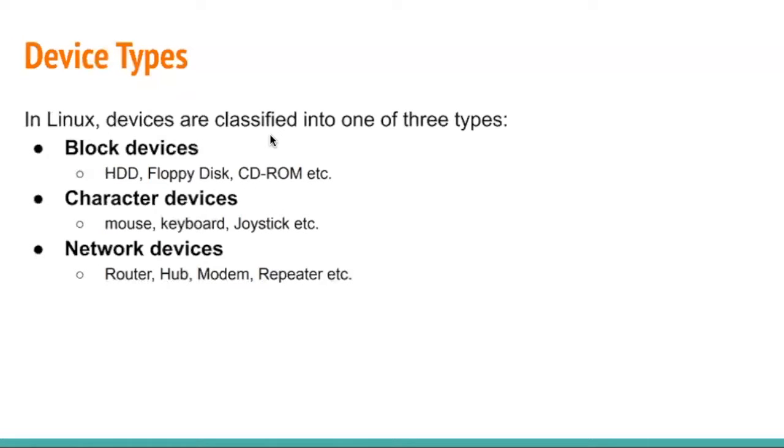So mostly in Linux, we assume that we have three major types of devices. First one is the block device. These are examples like hard disk, CD-ROM, floppy disk. These are called block devices. And the second one is the character device, where we read the data byte by byte. These are like mouse, keyboard, joystick. And the third one is network devices. It consists of routers, modem, repeater, and other components.